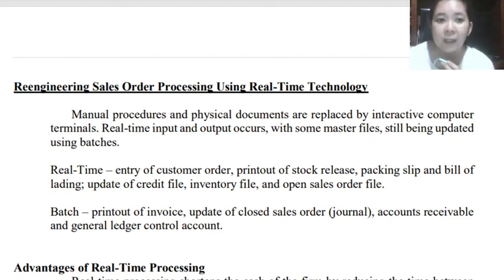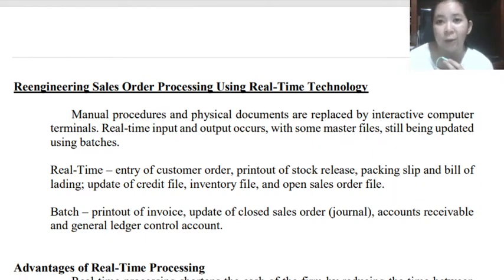So real-time, of course, this is the entry of customer order, print out of stock release, packing slip and bill of lading, update of credit file, inventory file, and open sales order file. It automatically updates once there is transaction. While for batch processing, this includes print out of invoice, update of closed sales order or the journal, accounts receivable, and general ledger control account.